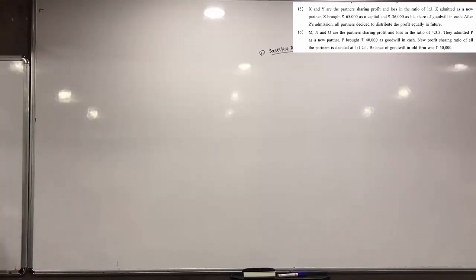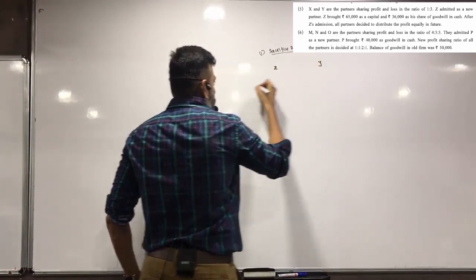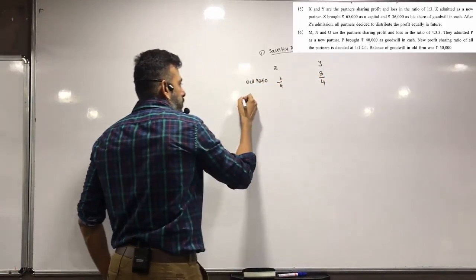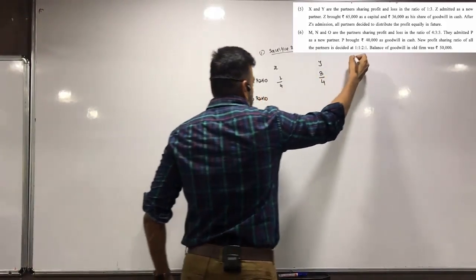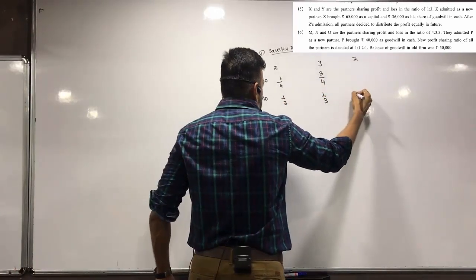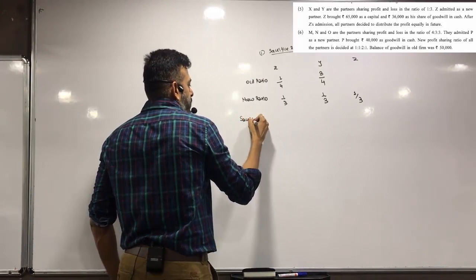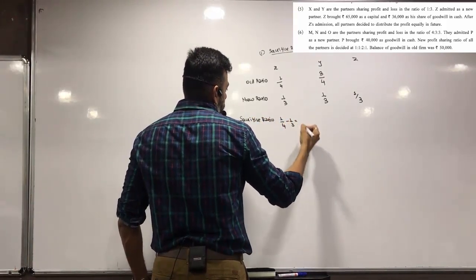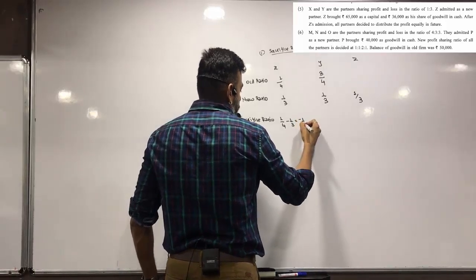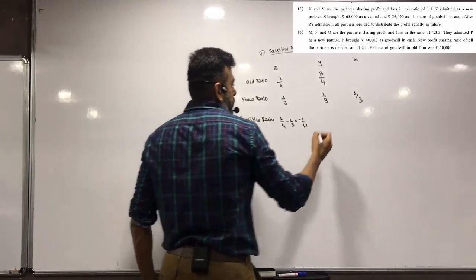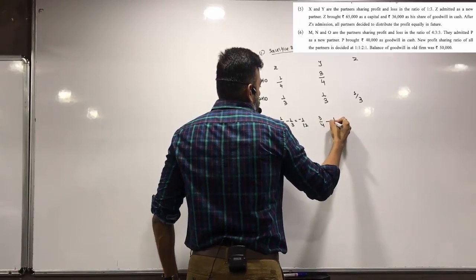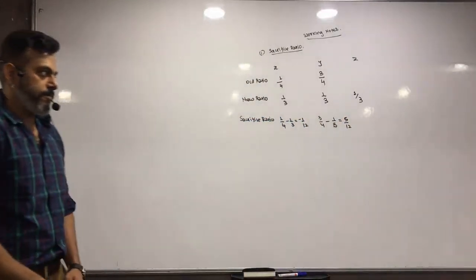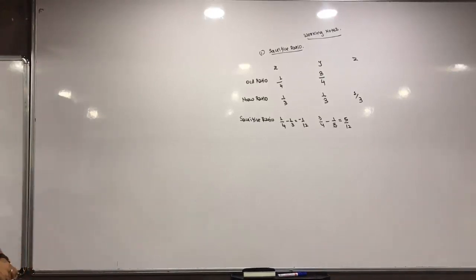Let's do it. X and Y, 1:3. New ratio between X, Y and Z is equal, so 1/3, 1/3 and 1/3. Sacrifice ratio: X is 1/4 minus 1/3, which is minus 1/12, negative, so X is gaining. Y is 3/4 minus 1/3, which is 9 minus 4, 5/12. So total is 4/12, which is 1/3.